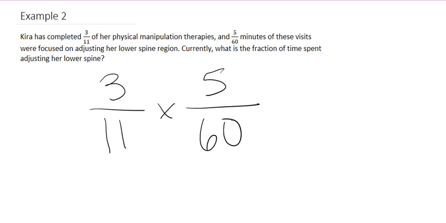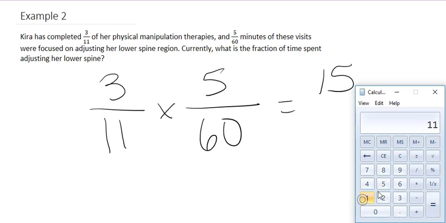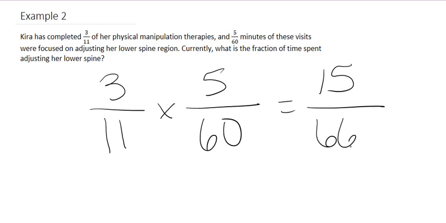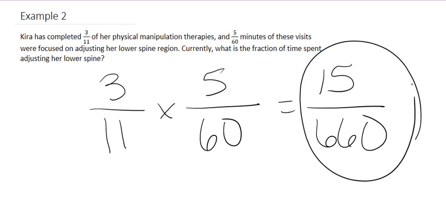So, 3 times 5 is 15, and we can multiply 11 times 60 is 660. So this is currently the amount of time that's being spent on her lower spine. So, remember, when multiplying fractions, remember to multiply the numerators together and the denominators together. Also, a scenario that is asking you to multiply will commonly use the word "of" to indicate the need for multiplication.